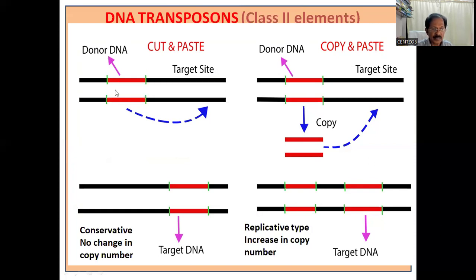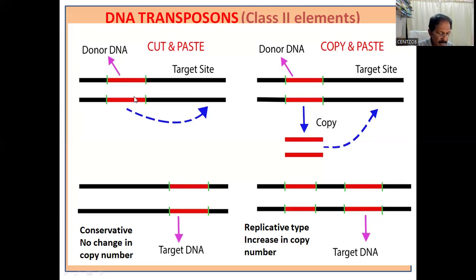Suppose this DNA is the transposon, and then it is pasted in a target site. Let this be the target site where it is pasted. So actually it's a cut and paste, and no copy is formed. When the DNA is cut here, it leaves behind a hole in the chromosome.